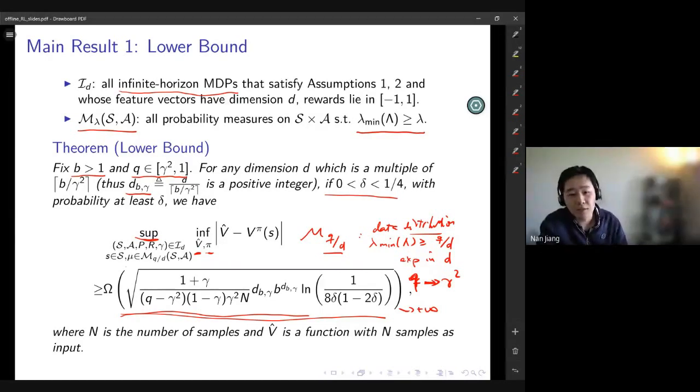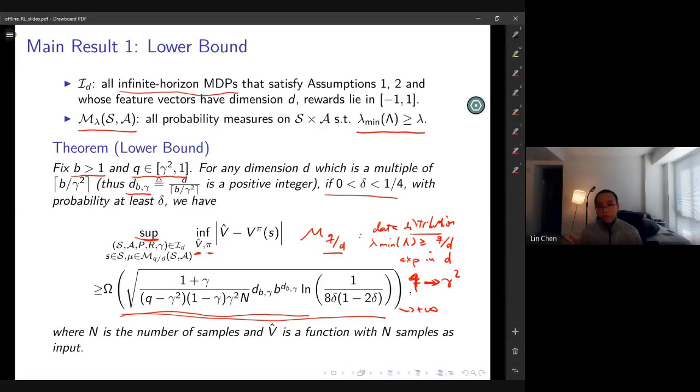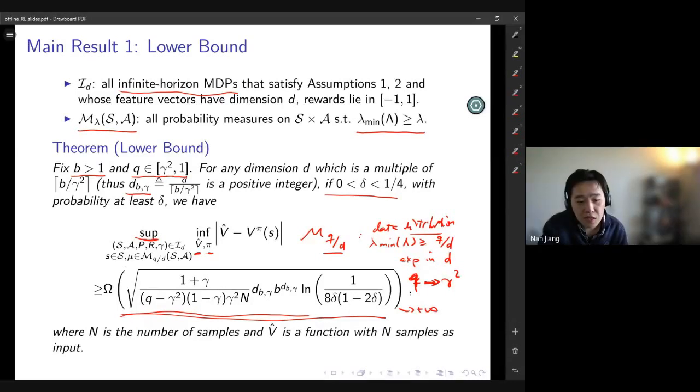Hey Lin, can I have a quick question? Can you say again what's the intuitive interpretation of this B quantity? What does it correspond to? One thing is that I don't see how it is manifested on the left-hand side of the bound, but it appears on the right-hand side. Can you say a little bit more about that?